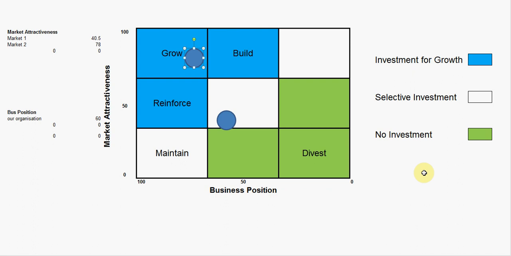So hopefully that's fairly helpful in you working out how to use McKinsey, at least as the first step to how to actually calculate McKinsey anyway.